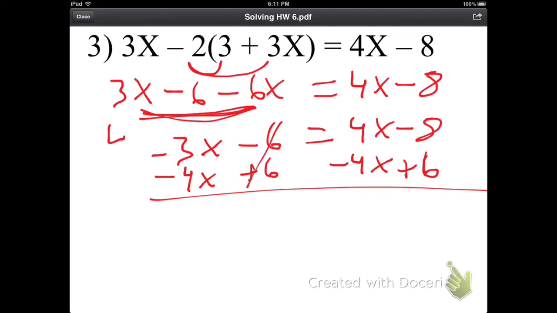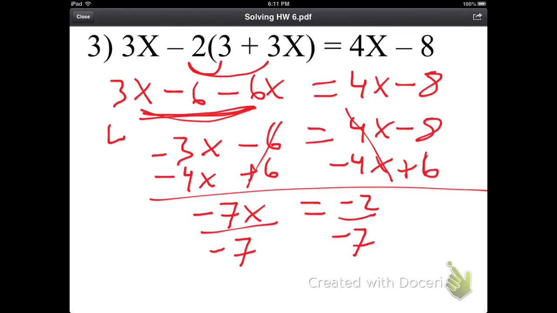Okay, so the 6s on the left are gone, the 4x's on the right are gone. And we're left with negative 3x minus 4x, which is negative 7x. Right side, we have negative 8 plus 6, which is negative 2. Now I need to get rid of what's in front of x, which is negative 7. So I need to divide both sides by negative 7. That gives me x is equal to 2 over 7.